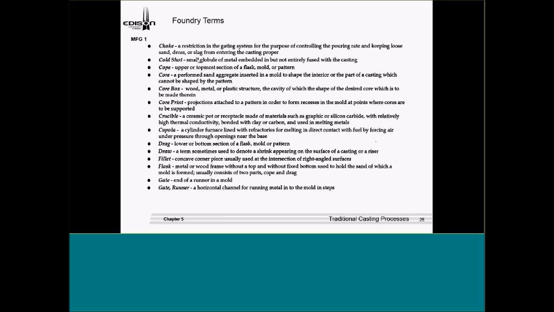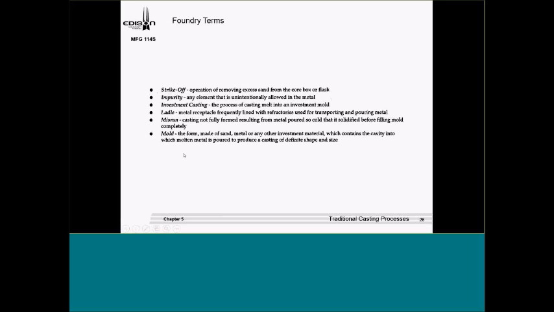We already talked about the cope, the core box, the flask, and so on and so forth. I have about 4 crucibles out there, and that's a ceramic pot that holds the metal itself. And again, we talked about the drag, the gate, the runner. Okay, strike off is removing the excess sand from the core box or the flask. We go through that process. Then there are various impurities, things that you potentially don't want in the metal.